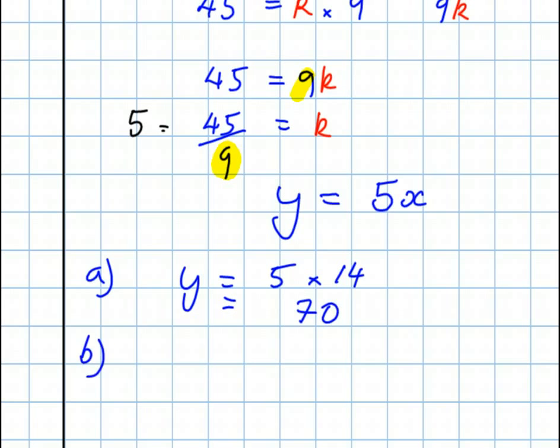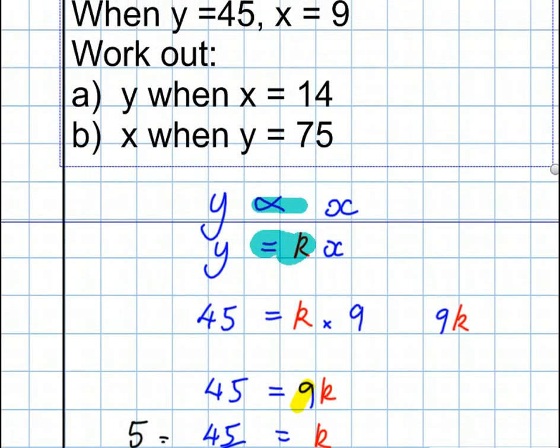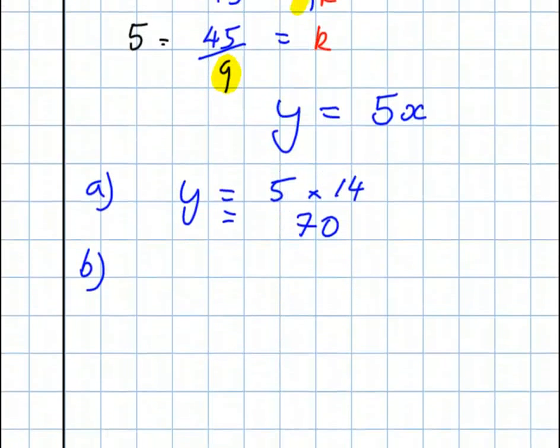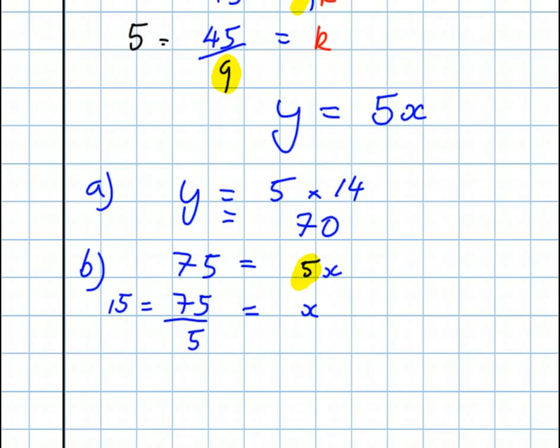What about the other question, B? It asked us, if we go back, to find out what x is when y is 75. So I replace y with 75, which is equal to 5x. And again, it's one of those straightforward equations. You take this number here, the coefficient of x, and you put it underneath. So it becomes 75 over 5 is what x is equal to. In other words, 15. So there we have it. That's how you solve direct proportion problems.